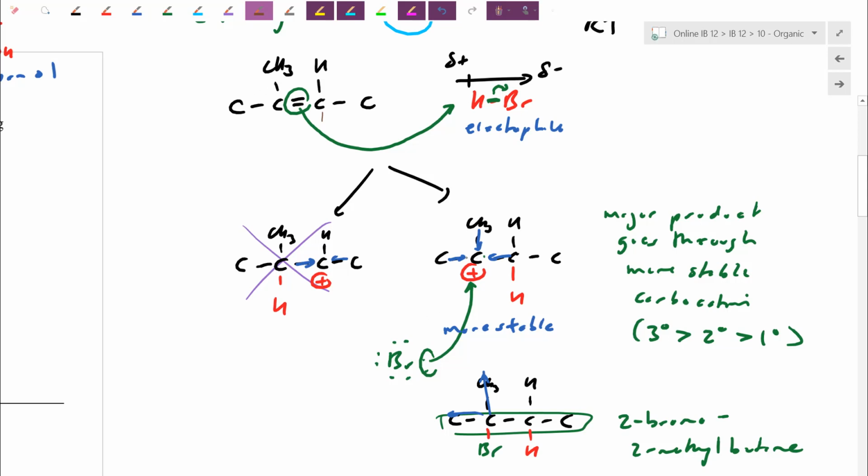Then bromide can attack that position. So that's an explanation. Markovnikov's is just a nice shortcut for that. Okay. So way more interesting than just alkene, but we just added to that mind map there.